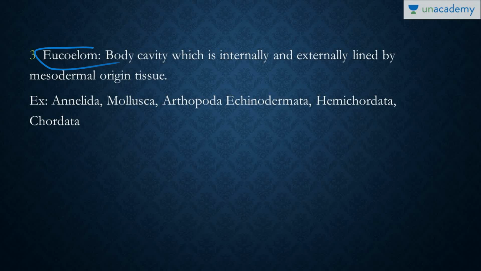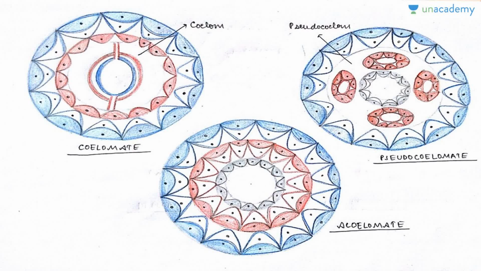Then we have eucoelom or the true coelomates. The body cavity is internally and externally lined by mesodermal tissue. So all the phyla from annelids till chordates, that include molluscans, arthropodans, echinodermata, and hemichordata, are all included in eucoelomates.